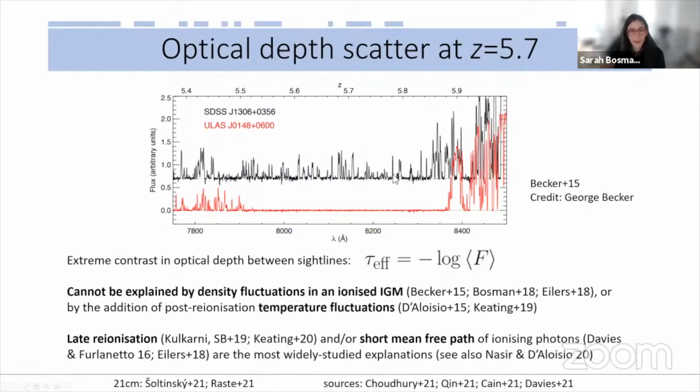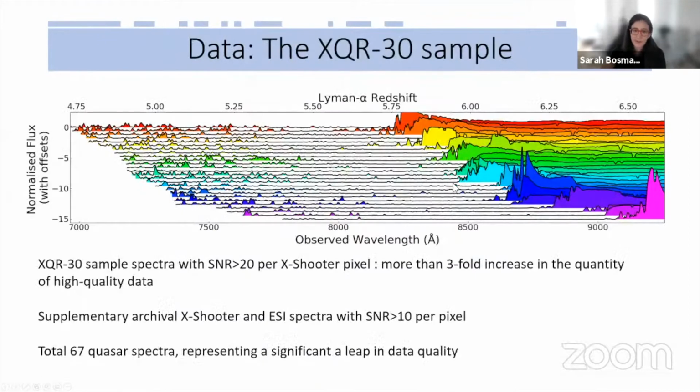So in other words, at what redshift does the universe fall in line with being homogeneously ionized and the phase transition is complete? So to answer this, we use the XQR30 sample that Valentina just presented, which are shown here. Because we are fighting cosmic variance, we do have to supplement it with ever so slightly inferior spectra from Xshooter and ESI. But the resulting sample is still one of the largest and represents a leap in data quality by a factor 2 to 4, depending on how you want to count it.